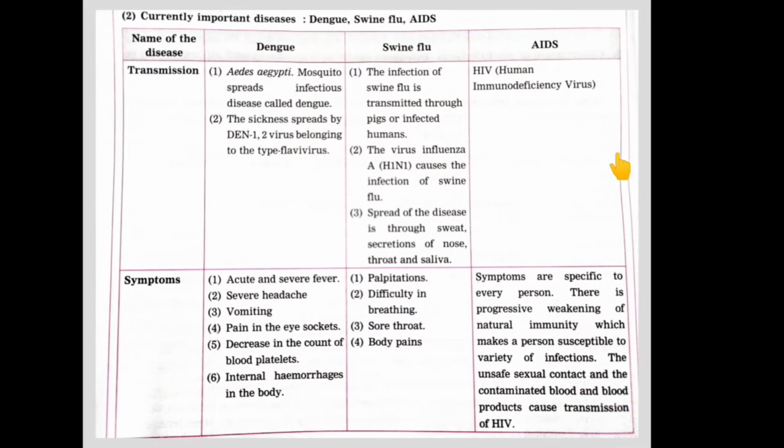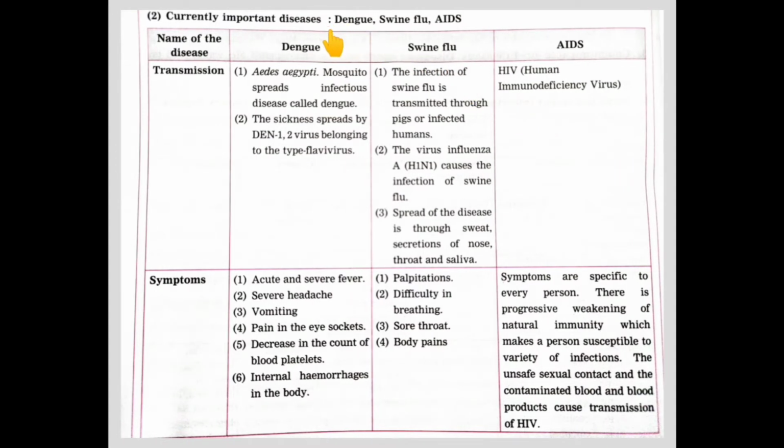Now we will see some other important diseases like dengue, swine flu and AIDS. Let us see. In case of dengue, the transmission occurs through Aedes aegypti. It is a mosquito which spreads the infectious disease called dengue. The sickness is spread by DEN-1, 2 viruses belonging to the type flavivirus. What are the symptoms in case of dengue? Acute and severe fever, severe headache, vomiting, pain in the eye sockets, decrease in the count of blood platelets, and internal hemorrhage in the body.